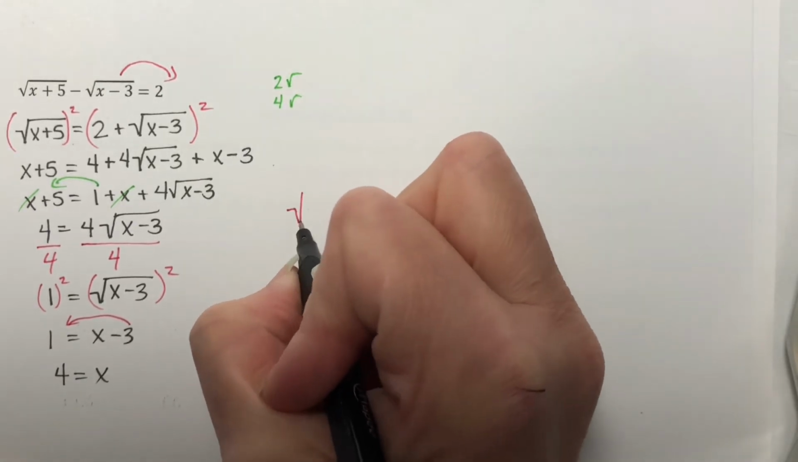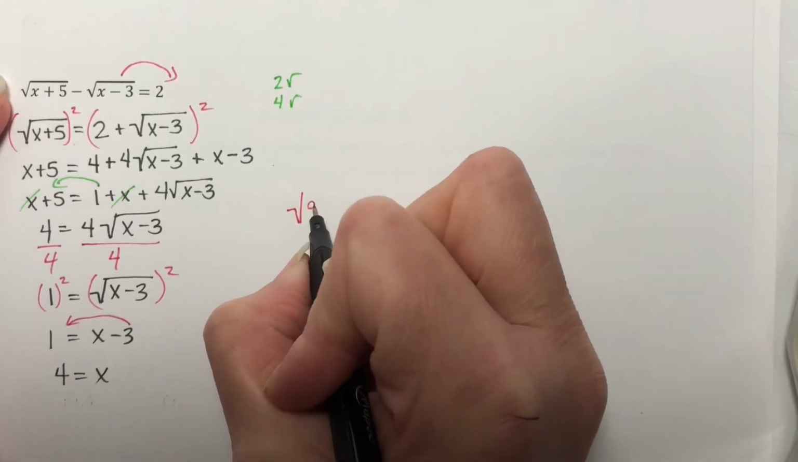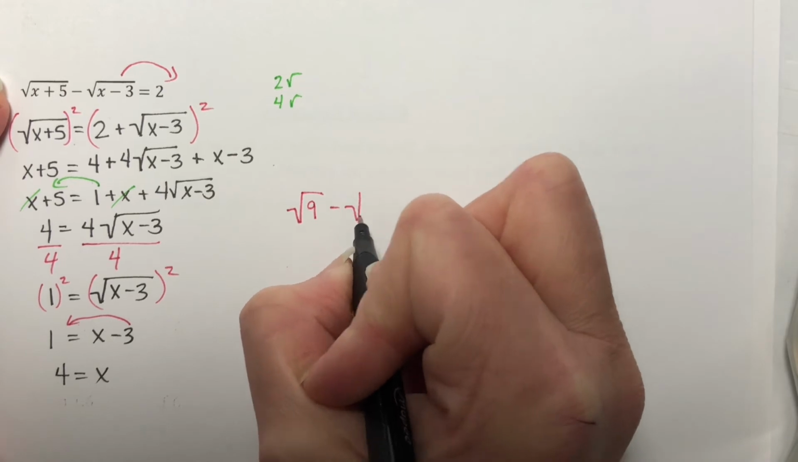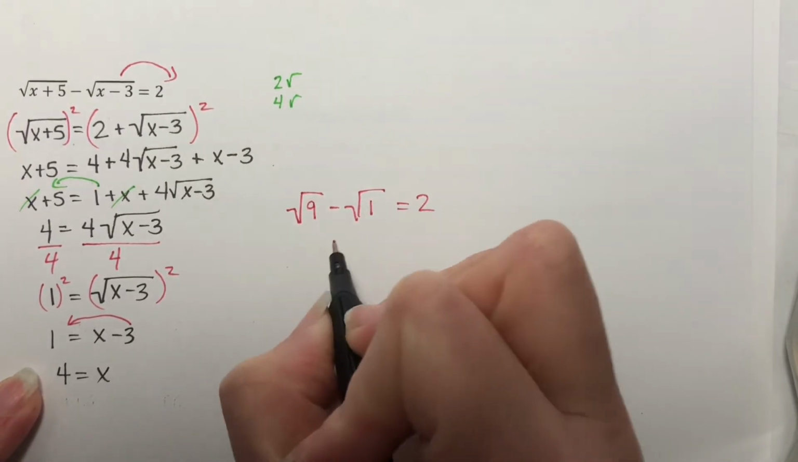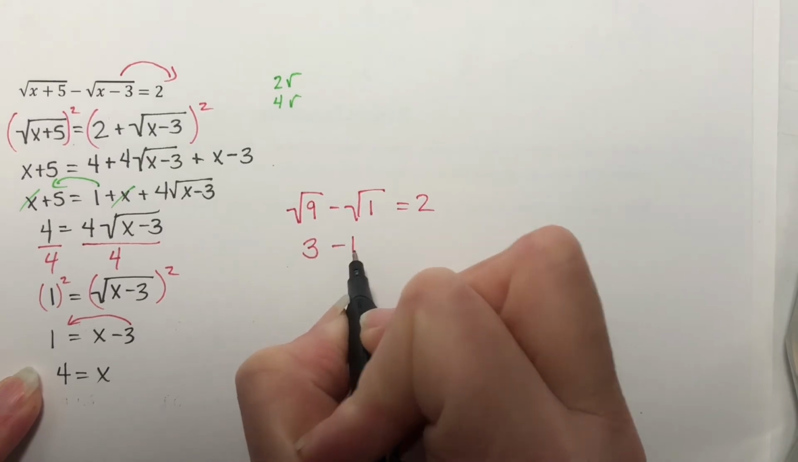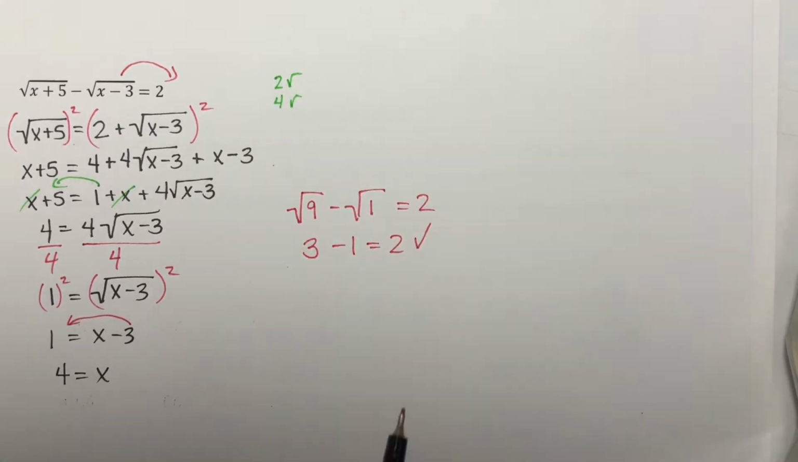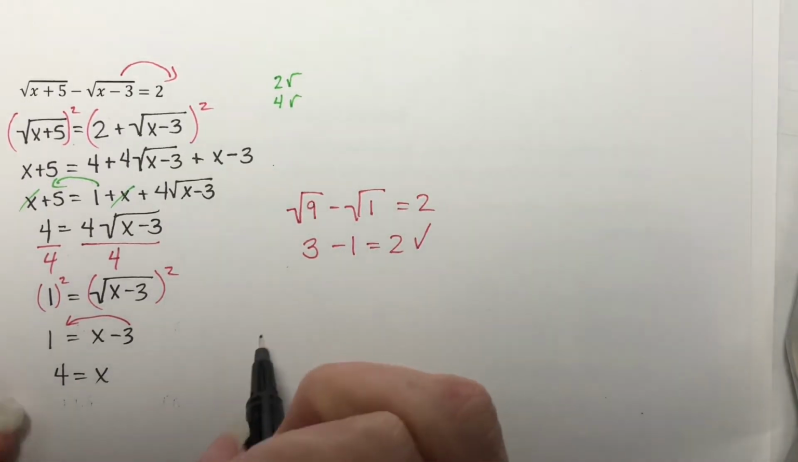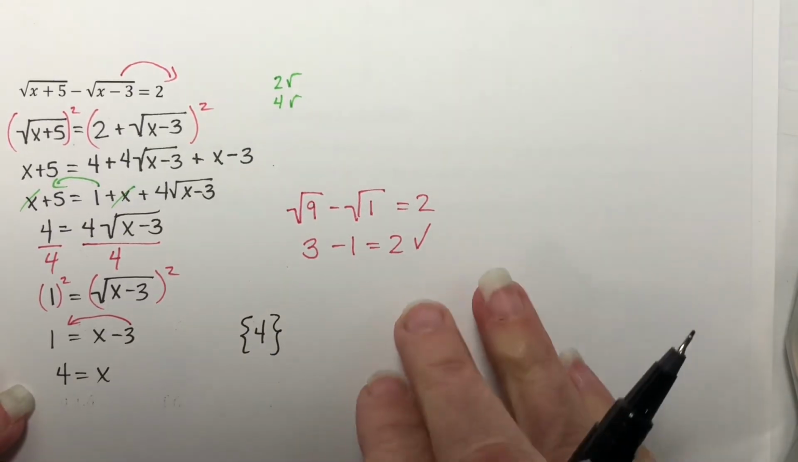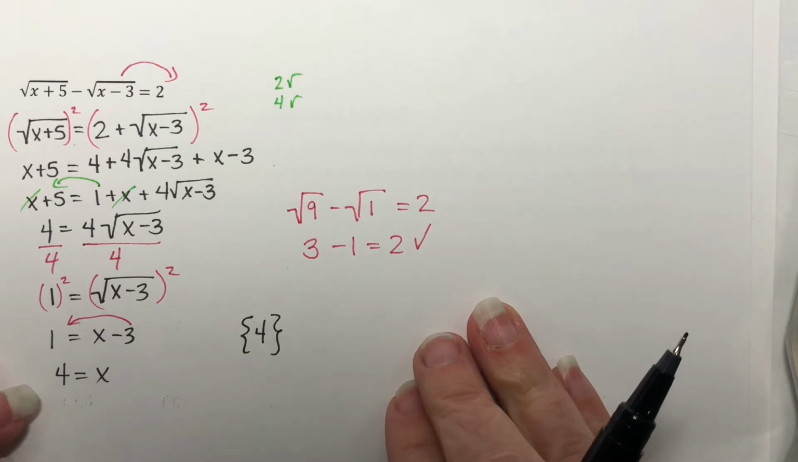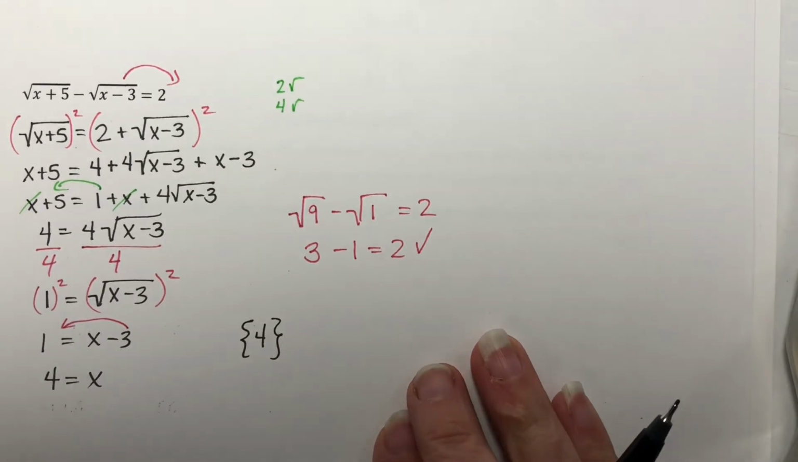So this will be the square root of 4 plus 5 is 9, minus the square root of 4 minus 3 is 1, equal to 2. This is 3 minus 1 is 2, and that is a true statement. So 4 is the solution to this problem.